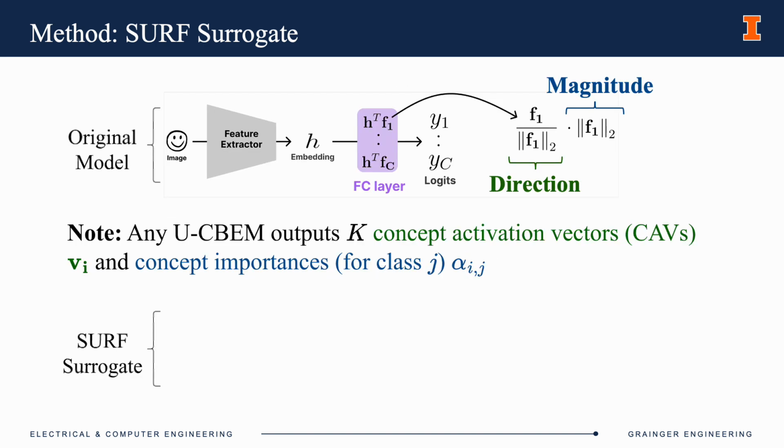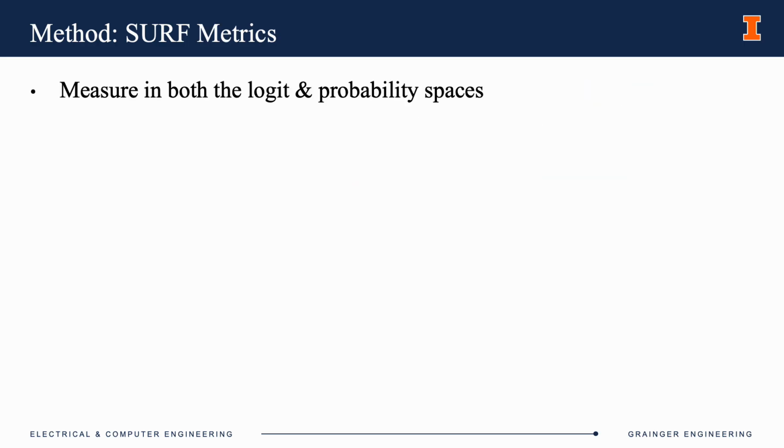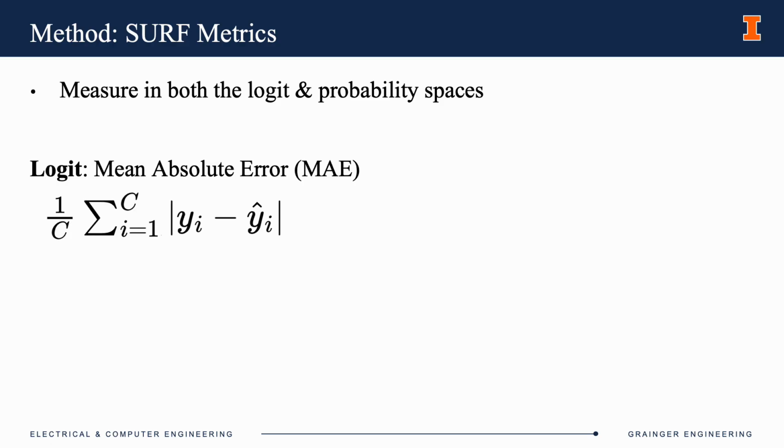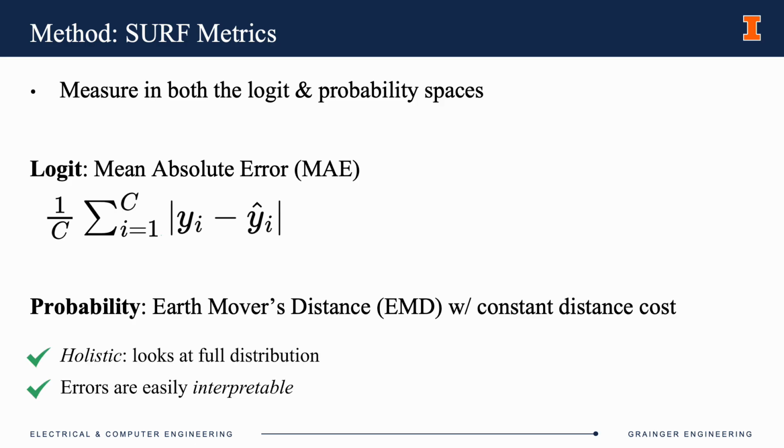In a similar spirit to the original FC layer, the SURF surrogate for any class index j projects the embedding into the concept space and takes a dot product with class j's concept importances to obtain class j's logit score. SURF measures errors in both the logit and probability space. Logit errors are measured by mean absolute error, and probability errors are measured by Earth mover's distance. This results in error metrics that operate across the full output distribution and are easy for explanation developers to interpret.